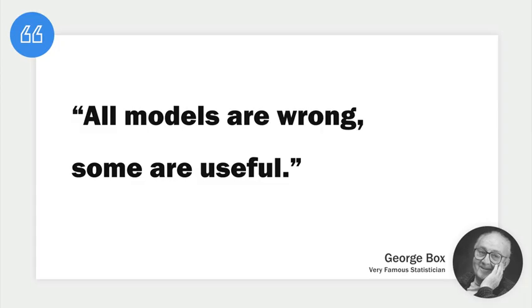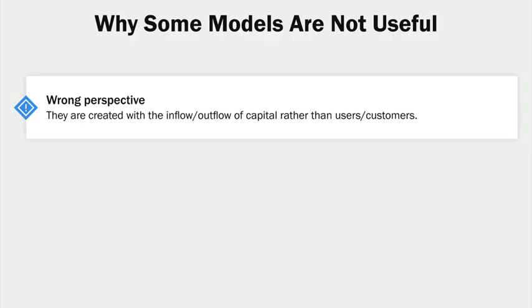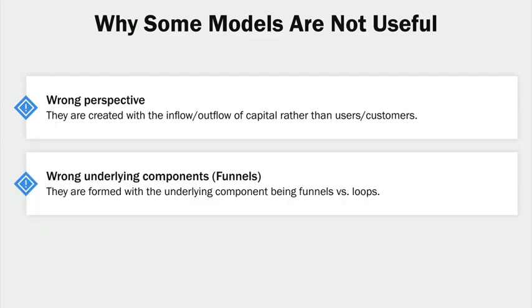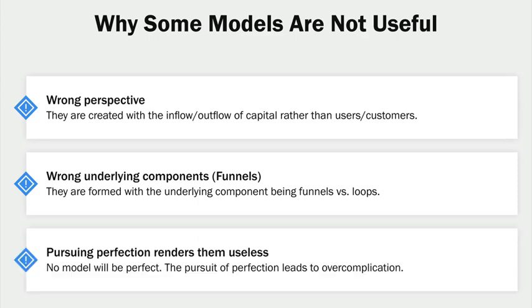What does he mean by that? Well, some models are not useful because they're either formed from the wrong perspective, so they're created with the inflow and outflow of capital rather than users or customers. They might be formed with the wrong underlying components, things like funnels rather than loops. Or as we build these models, we try to pursue perfection, which renders the model useless by making it too detailed, too complicated to really use on a day-to-day, week-to-week basis within our organization.